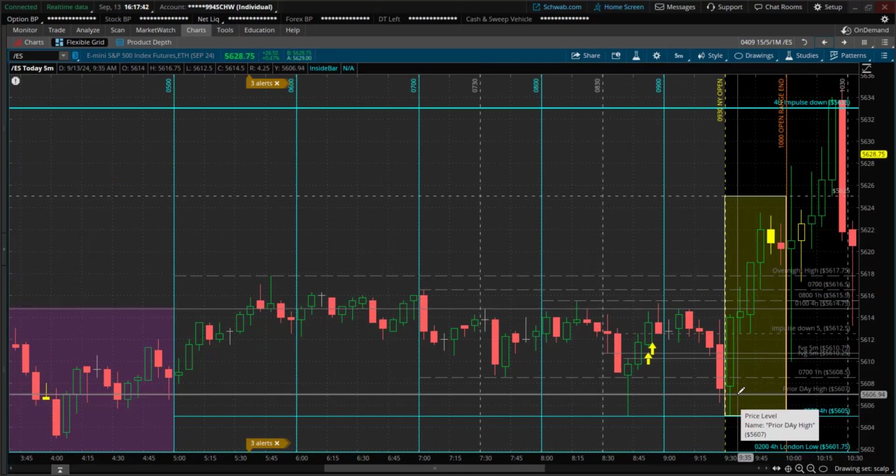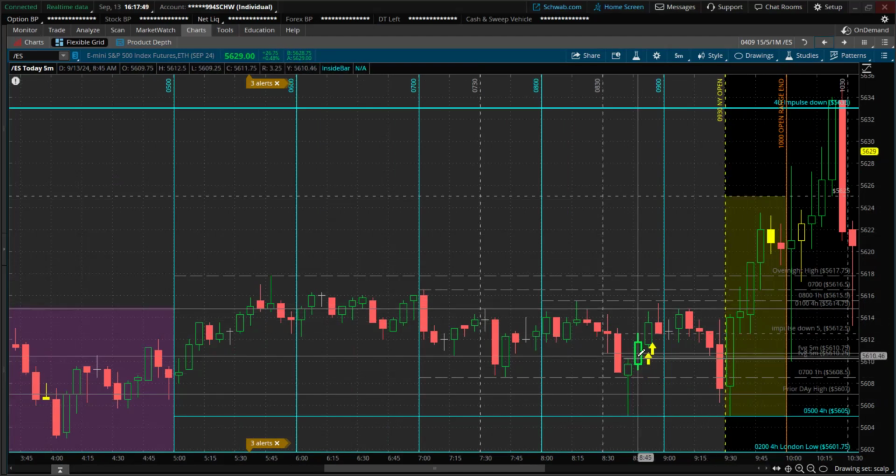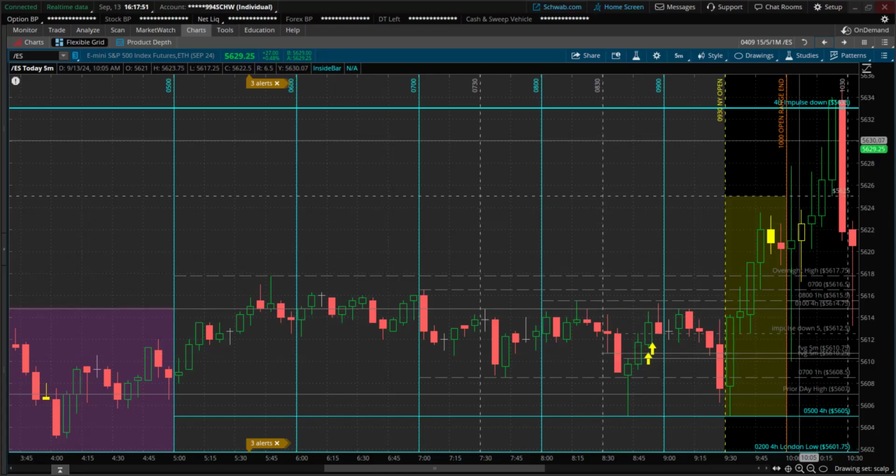Less trades, lower risk. And just one trade for the day, small gain. Okay. That's how it worked out.